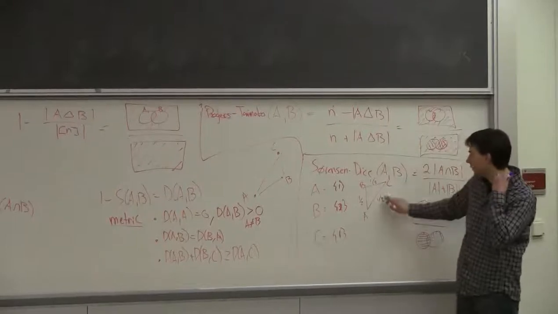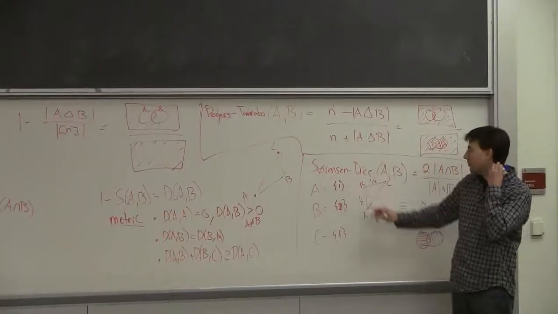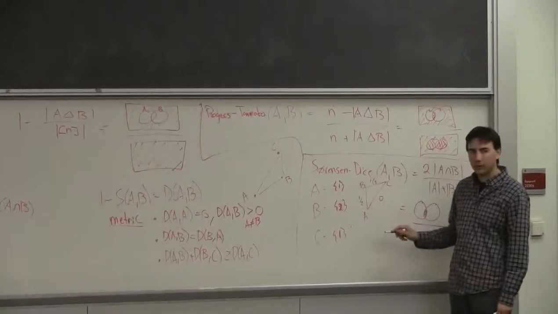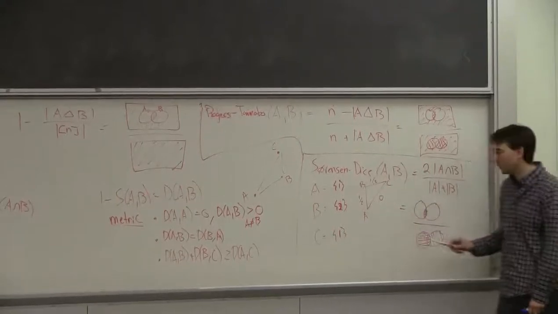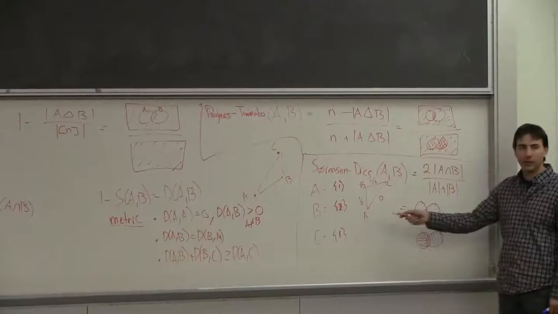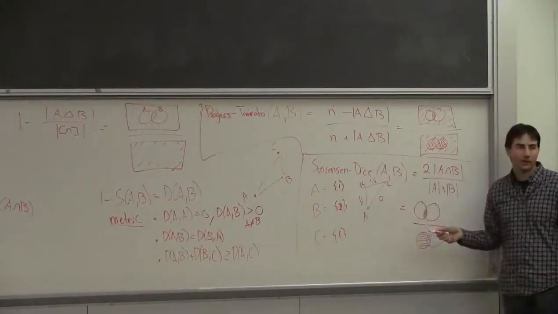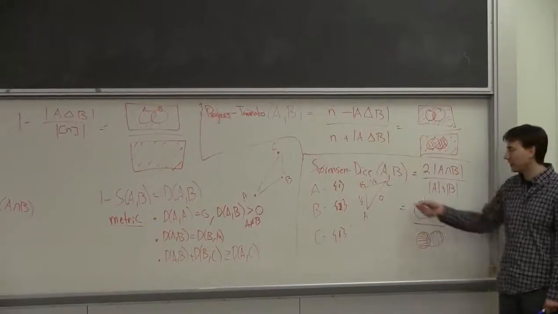Okay, so A and C will have a distance of 1. They have no common element, so the similarity will be 0. And the distance is not going to be anything larger than this, or anything smaller than 0.